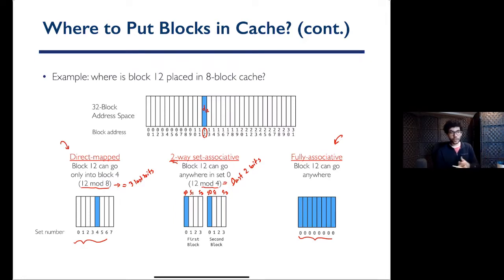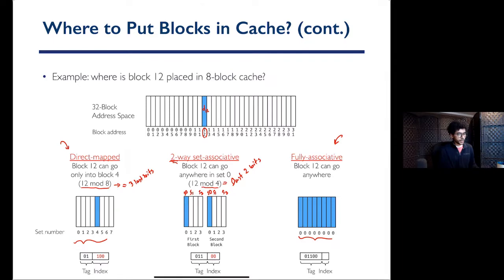To find where to look. Now, once I find the set, 12 mod 4 is 0, so I'm going to look at set 0. But then set 0 has 2 blocks because it's a two-way set associative cache, so I have 2 options. Now, where is it? I have to look at the tag, and the tag is everything left of the address. Whatever you used for the index, the rest of it you're going to use for the tag.